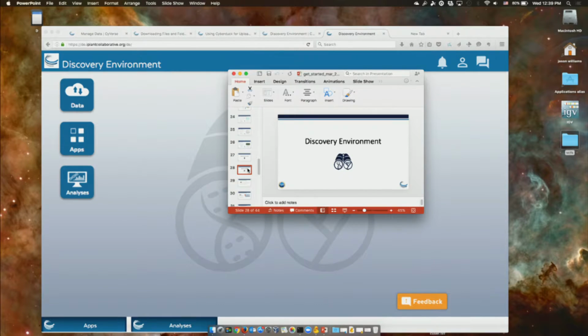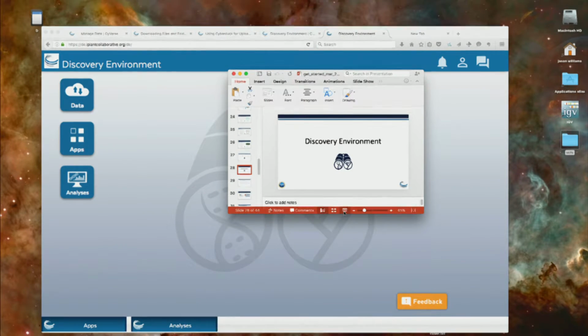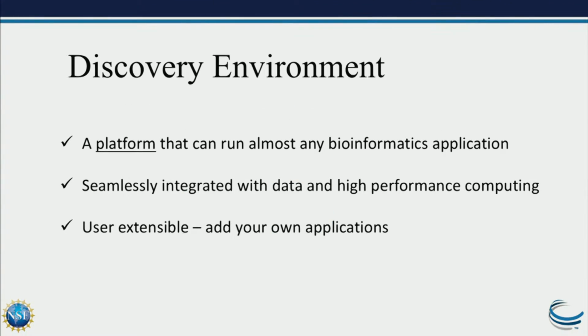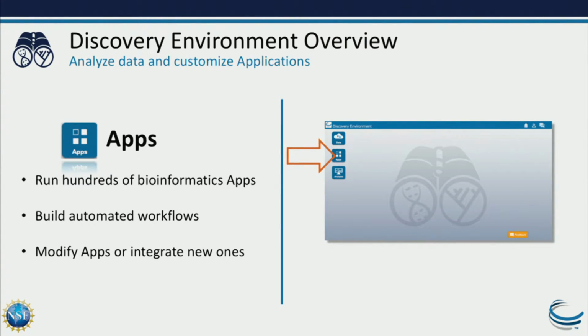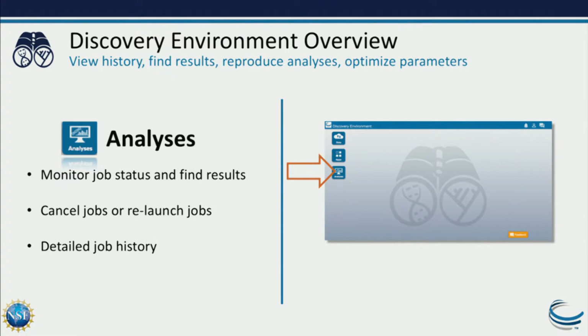Okay, so the discovery environment, as we just touched on, is a platform. You can run almost any type of bioinformatics application. It's integrated with the data, as we just saw, but also HPC, and you can add your own applications. We've covered the data window: uploading, downloading, sharing, or importing. Now we're going to talk about the other two menus: applications, where you have hundreds of apps, can build workflows, and can integrate new applications; and analyses, where you can see the status of jobs, relaunch them, and have a detailed history.